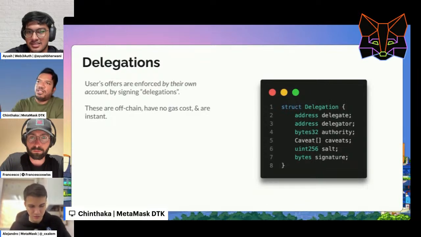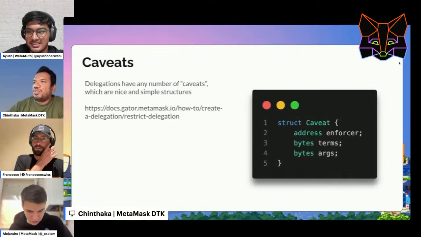So you can create the delegation off chain and save it somewhere. We have our own solution with MetaMask to save the delegations, or you can use IPFS or any other database you have to save the delegation. So this is off chain. So this is how the caveats look.